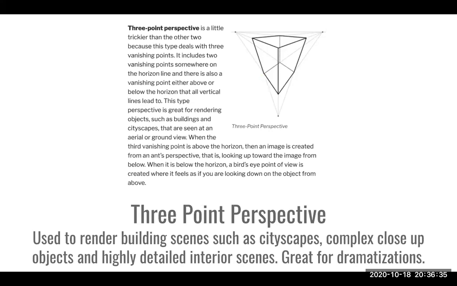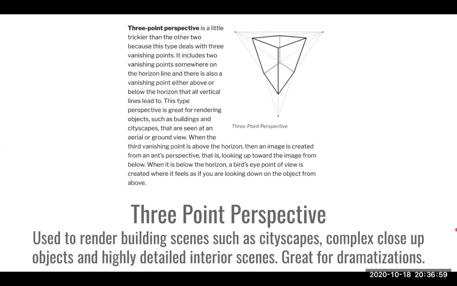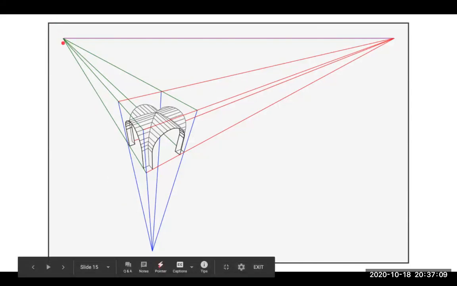So you can use it to make your viewer feel like they're looking down on top of a really tall building, or they're looking up at a really tall building. And you can even see how this image does that too. If you stare at this for a second, you can see that it plays with your eyes. You don't know if you're looking up or down at it. So 3-point perspective is used to render building scenes such as cityscapes, complex close-up objects, highly detailed interior scenes, great for dramatizations.